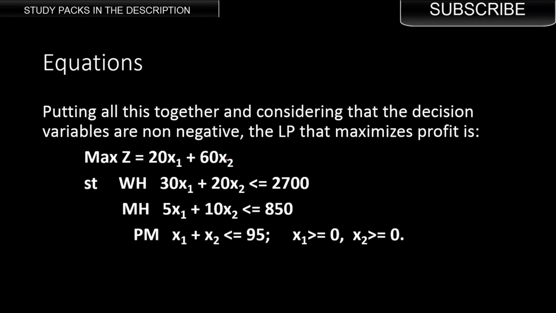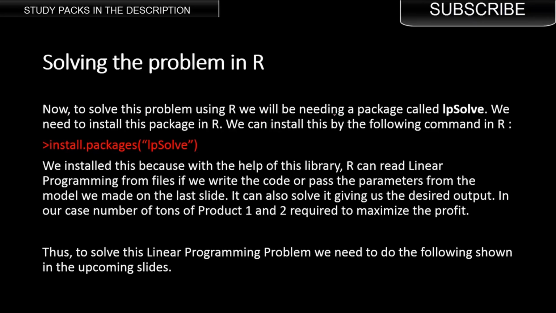So we have this problem in place. We have to maximize profit, and the profit function is 20x1 plus 60x2. x1 and x2 are the decision variables. Decision variables are the variables to be found from optimization. So we want to know what exactly is the value of x1 and x2. We want to know the actual values, right? And we have the constraints. Now in order to solve this in R, we'll be needing a package called lpSolve.